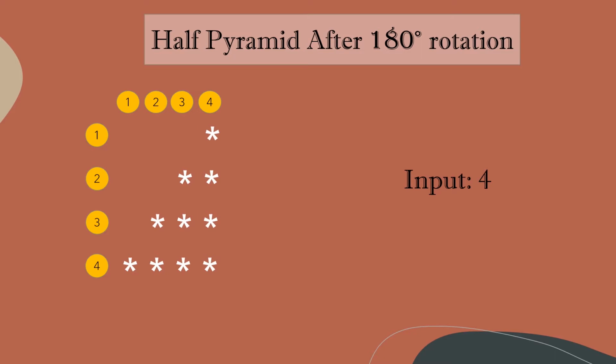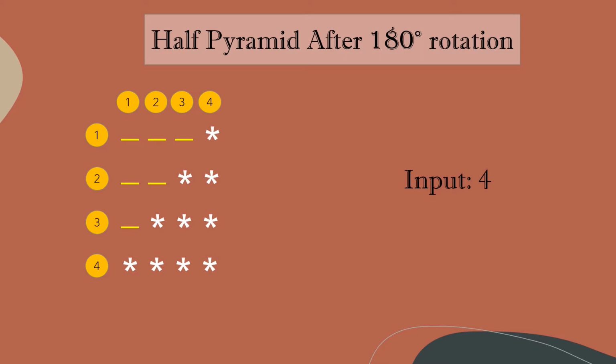Then in each row, I have to print the number of stars. Here you can see that this pyramid is right aligned, but whenever we use print function, it will always print on left. So to print this pattern, first I will print some spaces, after this I will print stars. Here you can see that in the first row I have 3 spaces, in the second row I have 2 spaces, in the third row I have 1 space.